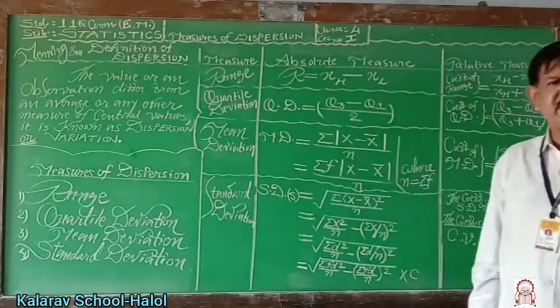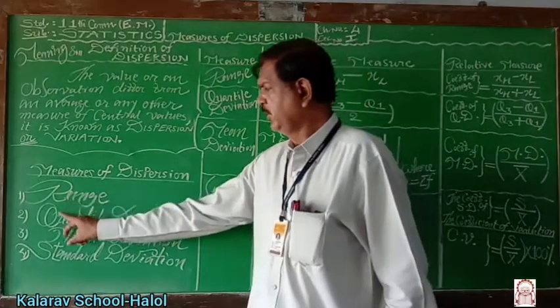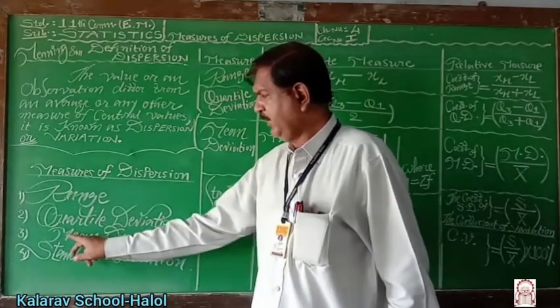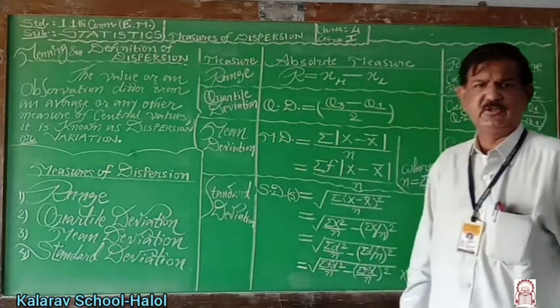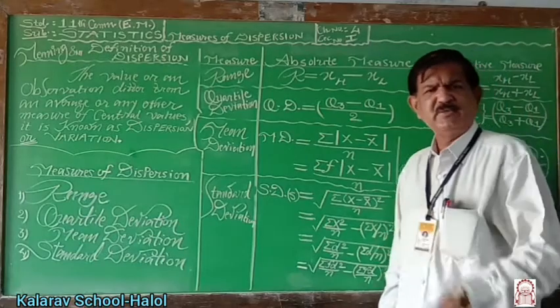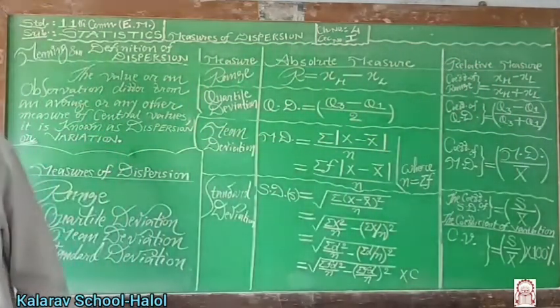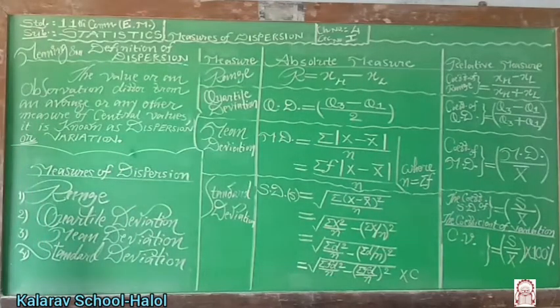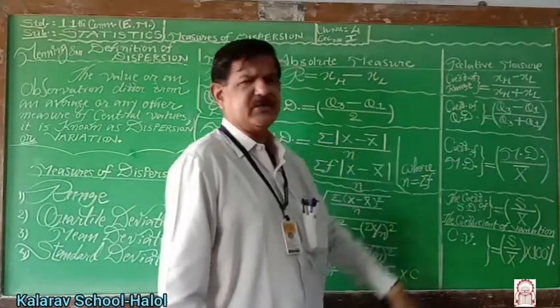There are various measures of dispersion. Likewise, range, QD means quartile deviation, MD means mean deviation, and SD means standard deviation. There are various formulas also for computing these measurements. And there are 2 types of measures of dispersion: absolute measure of dispersion and relative measure of dispersion. Absolute measure and the relative measure.